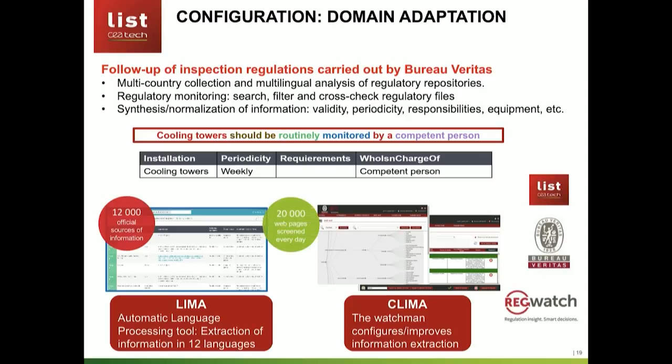This is one application that we did for Bureau Veritas, and the goal is to analyze the regulatory constraints. All the laws are different in each country, even in Europe. Each country has a different set of laws, and the laws are evolving, and the regulatory constraints are also evolving. So typically, this tool is able to collect all the information and give you recommendations. If you want to sell this product in a country, it gives you a set of recommendations that you should follow. And now it's browsing 12,000 official sources of information, and unfortunately they are not labeled.